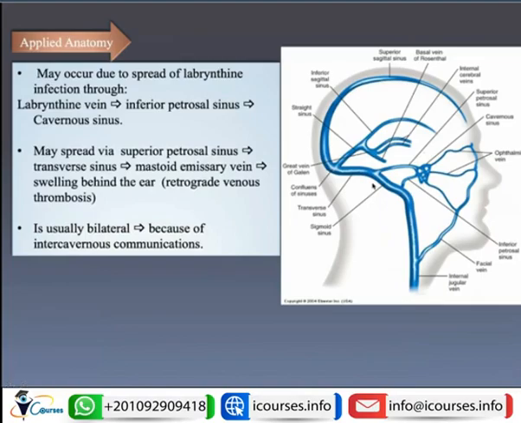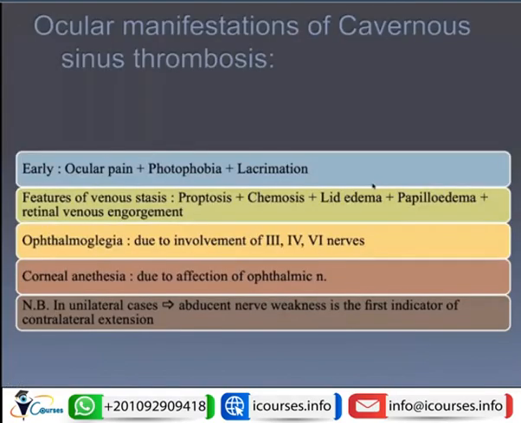And as we said, cavernous sinus thrombosis is usually bilateral due to intercavernous communication. So what are the manifestations of cavernous sinus thrombosis? The patient will report ocular pain, photophobia and lacrimation due to severe congestion, as there is a lack of drainage of the venous blood from the eye to the cavernous sinus. Also, the patient will have features that suggest venous stasis. So there will be congestion of the orbit leading to proptosis.